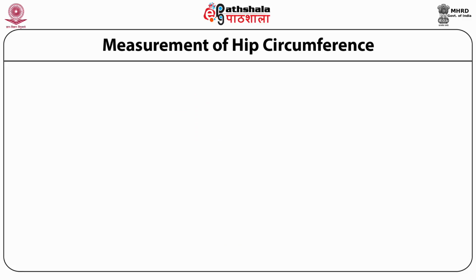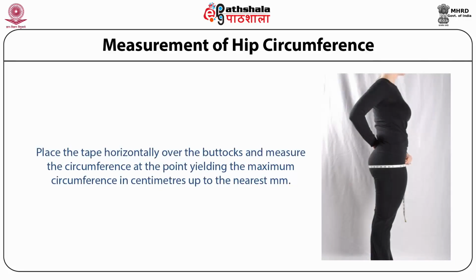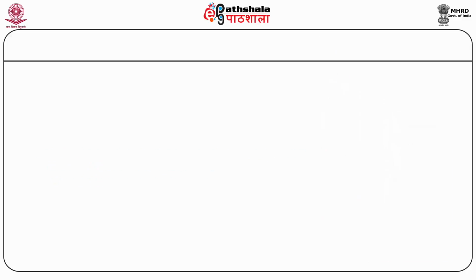Measurement of hip circumference. Place the tape horizontally over the buttocks and measure the circumference at the point yielding the maximum circumference in centimeters up to the nearest millimeter. In this, care must be taken that you slide the tape a little bit and record the reading where you get the maximum reading when the tape is round the buttocks.